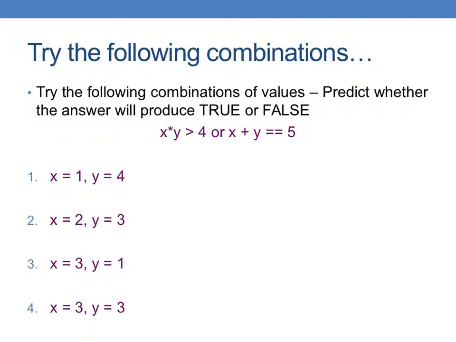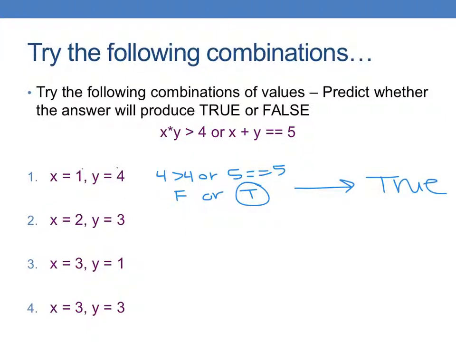So to model this for you, I'm going to use that same thing from before, with the same values, and show you how the or evaluates differently than the and. Here we have x is 1, y is 4, so we plug that in and we have 4 is greater than 4, or 5 equals 5. So this is a false and a true together. So we have false or true. And because at least one of them is true, the whole statement evaluates to be true.